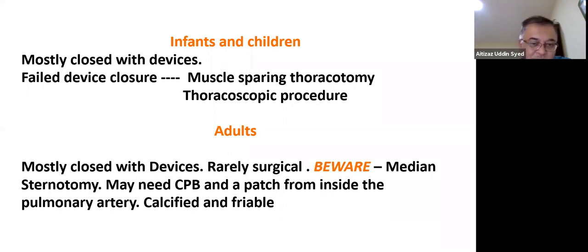It is usually calcified and friable. So the best way is to do a median sternotomy. And there are instances when you may need a cardiopulmonary bypass and you cannot ligate the duct because it is so friable and thick. You just open the PA and patch it from inside. So adult PDA is very rare in clinical presentations. I don't know if Dr. Rauf has seen some, but it is very rare to ligate a PDA in adults these days.